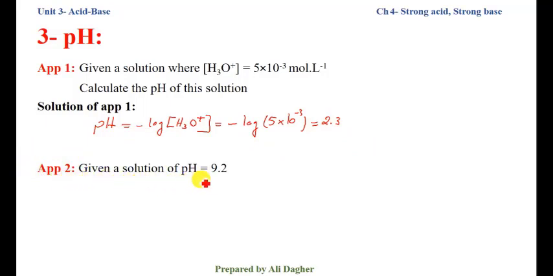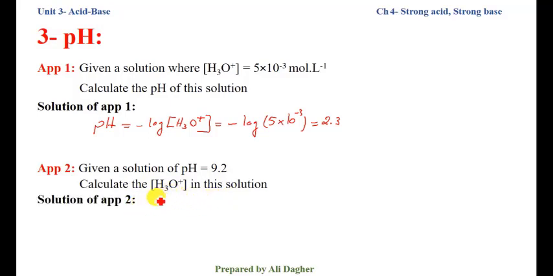Application 2. Given a solution of pH equal to 9.2, calculate the concentration of H3O+ in this solution. Solution of application 2. We are given pH and we need to calculate the concentration of H3O+. Then we apply this relation: concentration of H3O+ equals 10 to the power negative pH, equals 10 to the power negative 9.2, equals 6×10^-10 mole per liter.